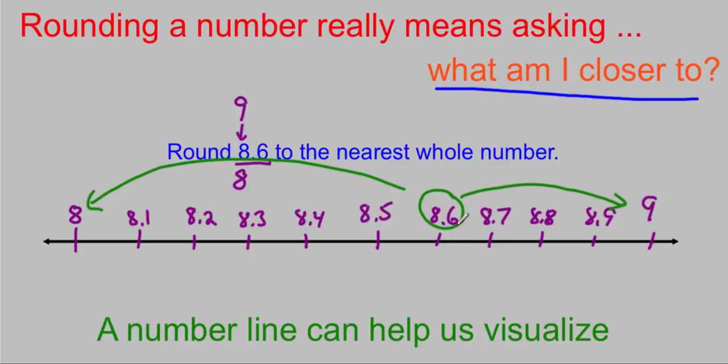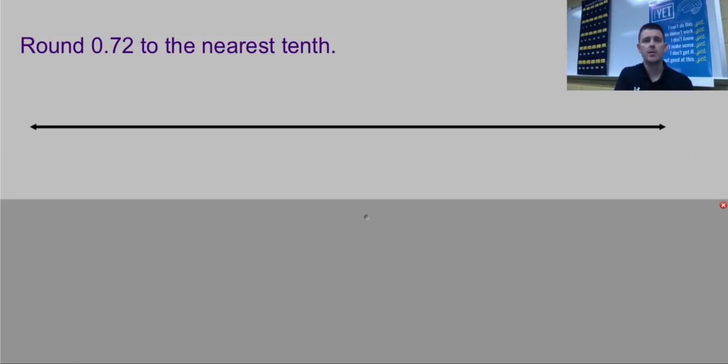Well, if we look at our number line, we can see that it only takes 1, 2, 3, 4 steps to get up to a 9, whereas it would take 1, 2, 3, 4, 5, 6 steps to get back to an 8. So in this case, it would round up to a 9 because it's closer to a 9. That's what we're doing when we're rounding, trying to figure out which of them it is closest to. So let's try a couple more together. Again, I'm going to make you draw it out on a number line because it helps us in visualizing it.